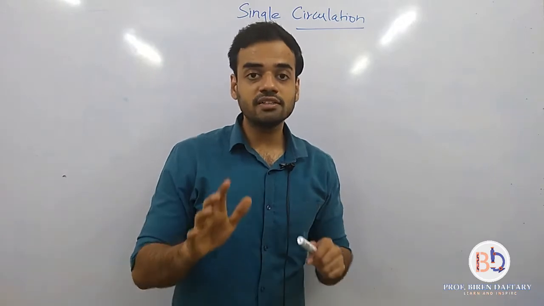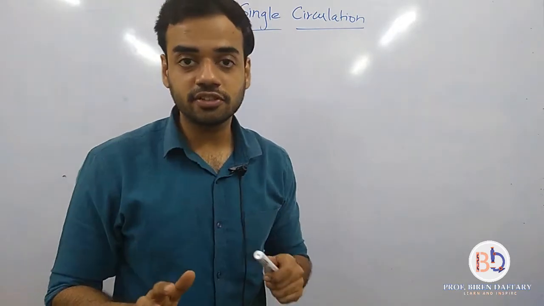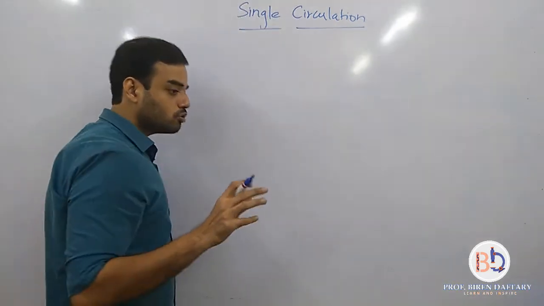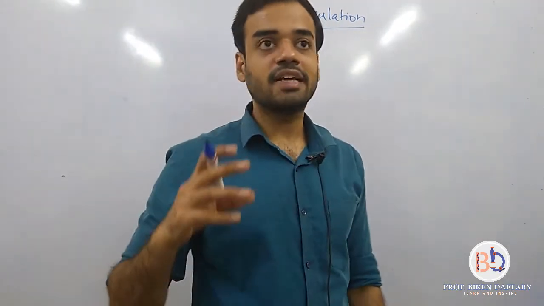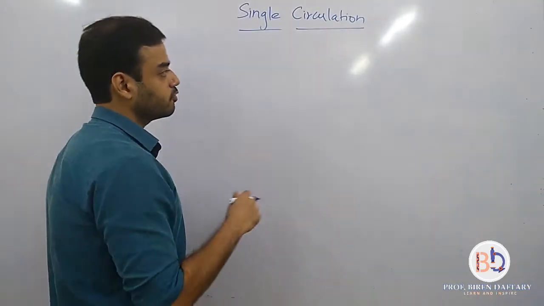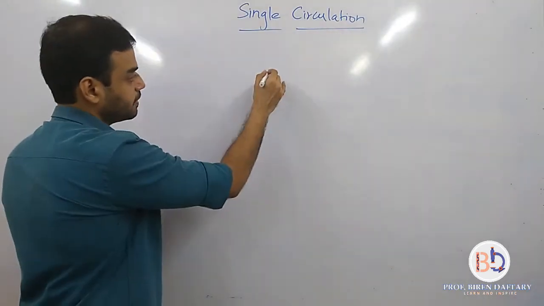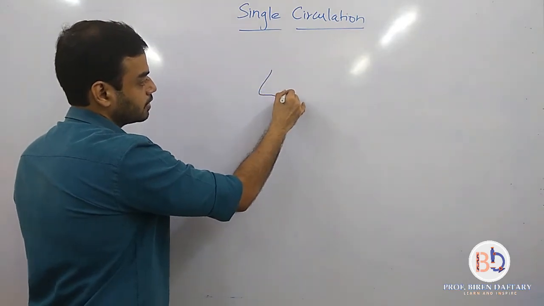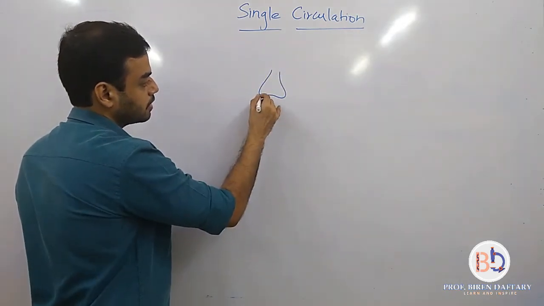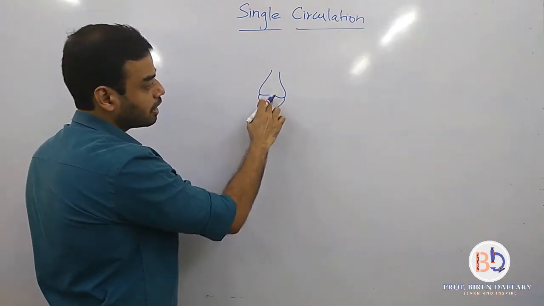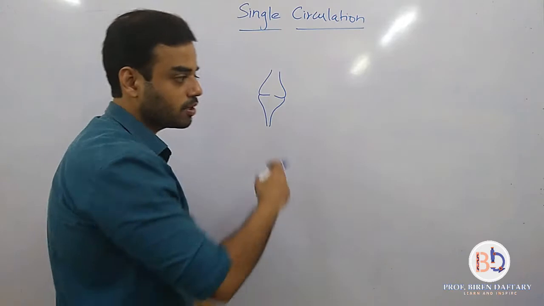Now, single circulation is normally seen in fishes. Okay, and fishes have a two-chambered heart. Now, the two-chambered heart structure is basically made up of only two parts. So the heart is something like this. Please pay attention now. Okay, this is one chamber, and this is the second chamber, and there is a valve present in between, so the blood can move.